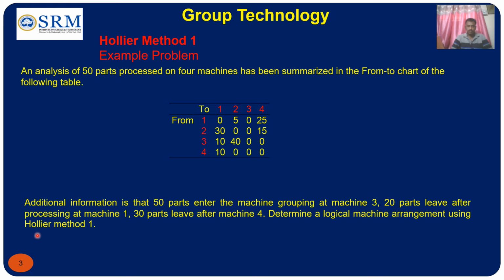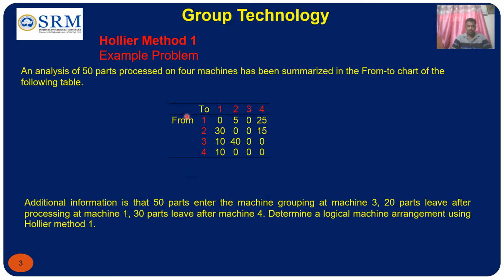The additional information is that 50 parts enter the machine grouping at machine number 3. 20 parts leave after processing at machine number 1. And 30 parts leave after processing at machine number 4. Determine a logical machine arrangement using Whole Year method 1. This is the problem, right?